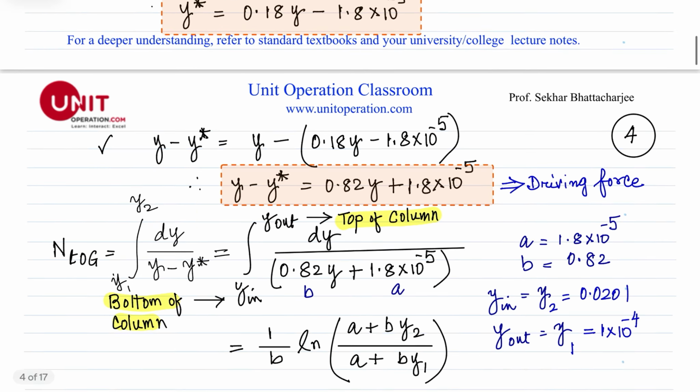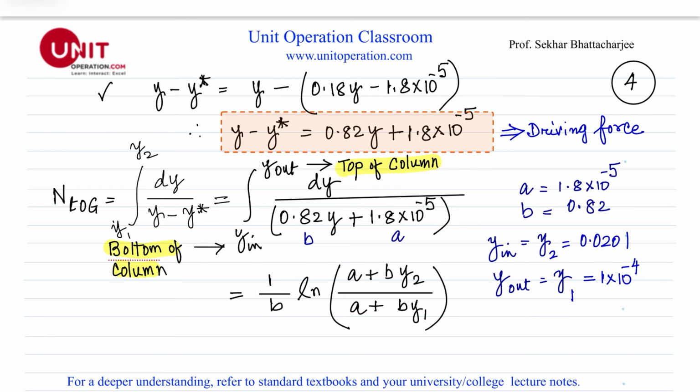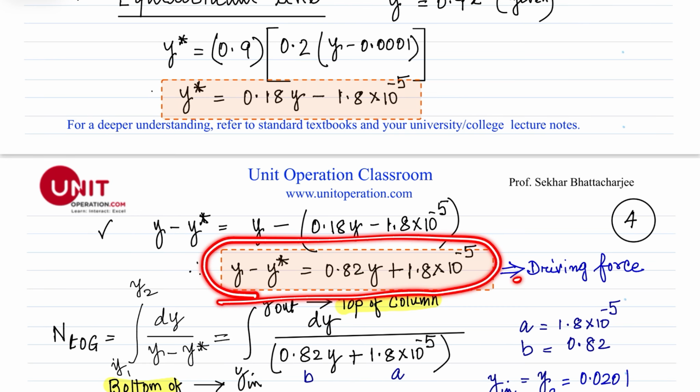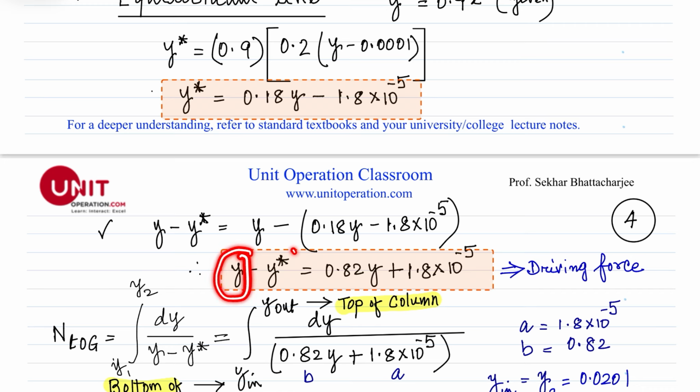Once we know that, we can easily find out what is y minus y star from here. So we can say y minus y star. Y star, of course, we can take from here and put right here. So we get this as the equation of that. This is y minus y star, which is the driving force. That means the actual concentration in the gas phase minus the hypothetical concentration if the liquid phase concentration is in equilibrium. So basically, that's the equilibrium concentration.